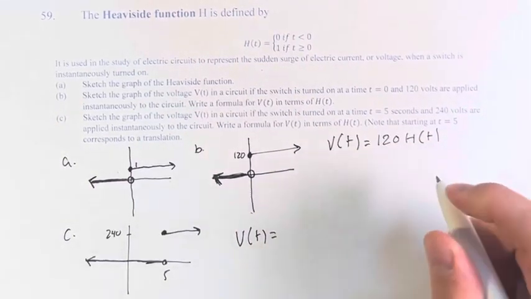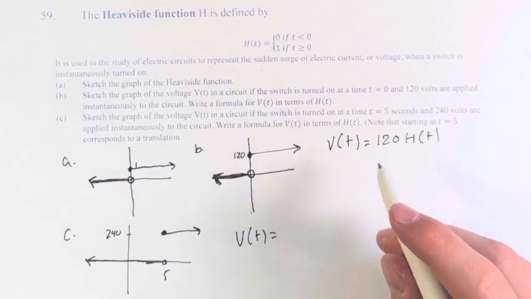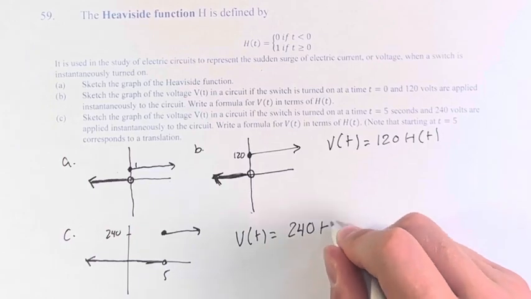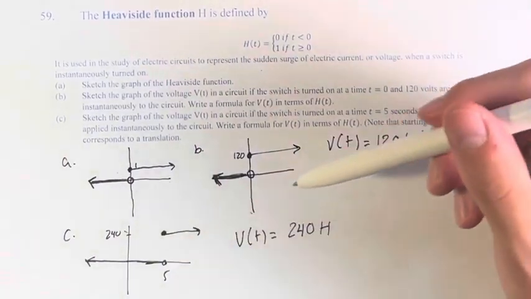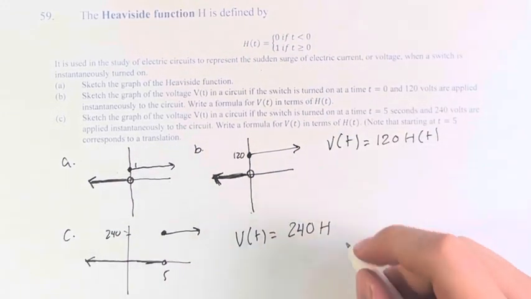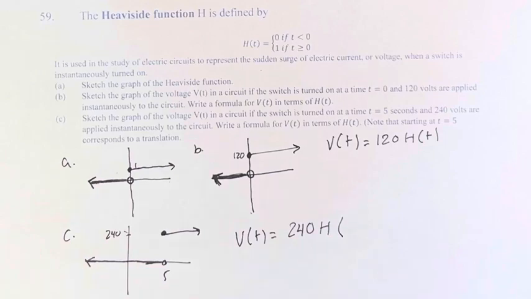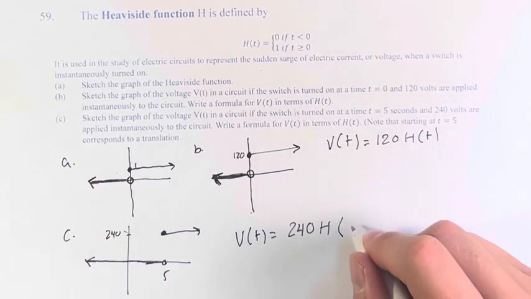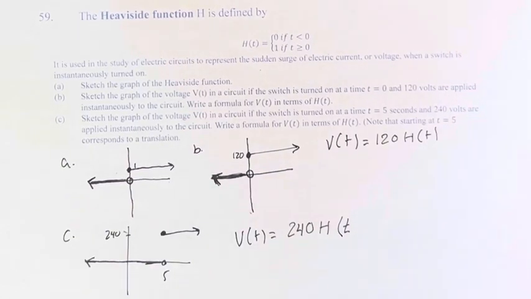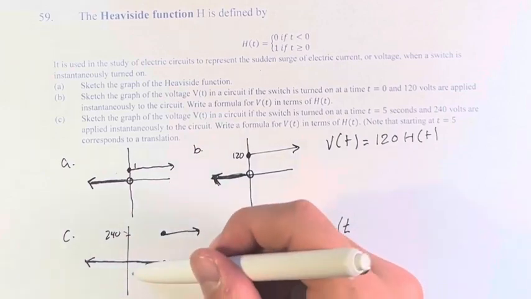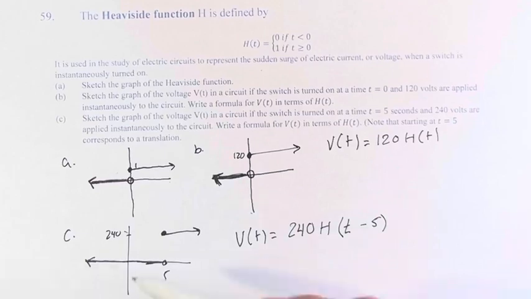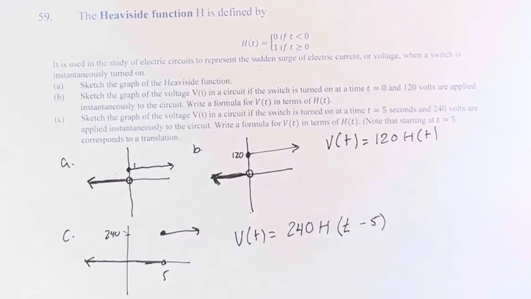So v of t is equal to... If we are vertically stretching by a factor of 240, we're multiplying h by a factor of 240. However, if we're moving it 5 units to the right, we're not taking h of t. Instead, to commit this horizontal shift, we have to do t plus or minus 5, right? That will shift it 5 units. And it's to the right, so it's minus 5. And with these two transformations, we get the graph of the voltage in terms of our original function, h of t.